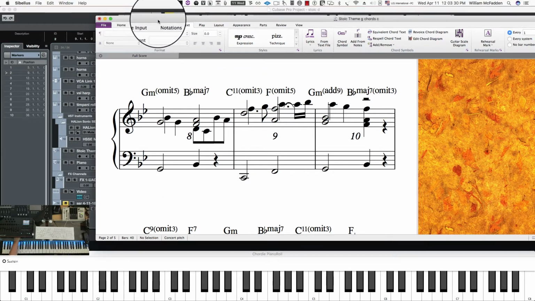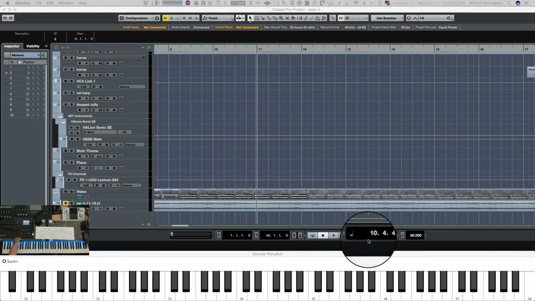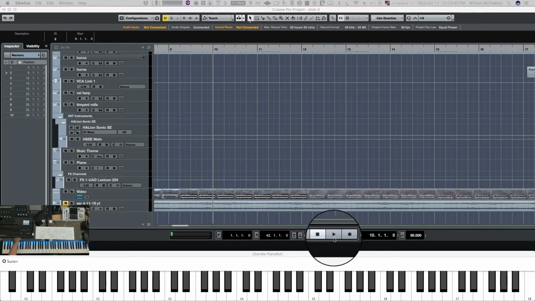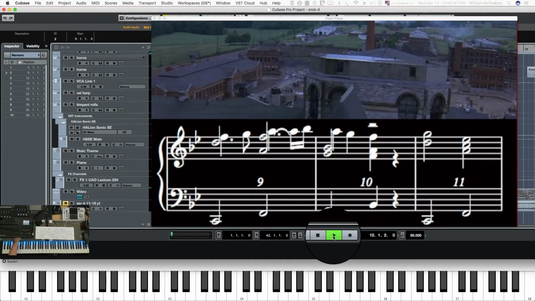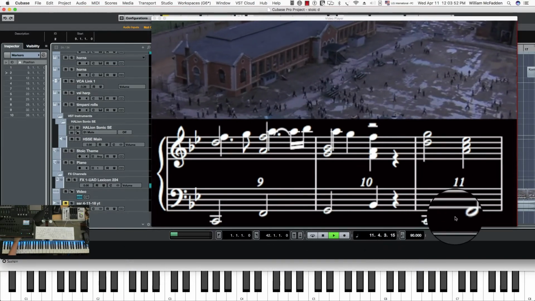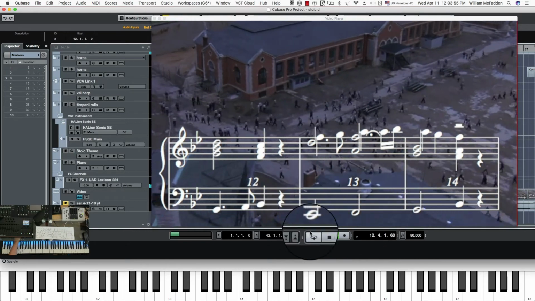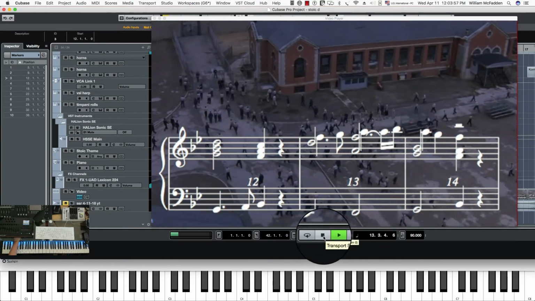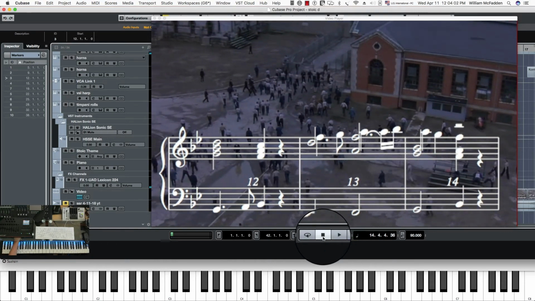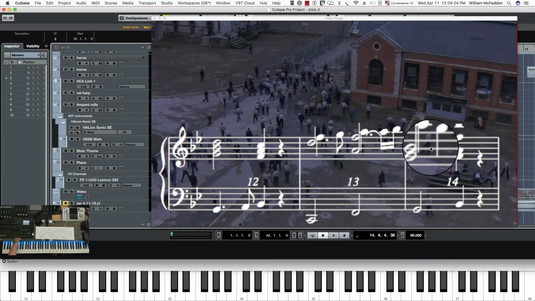Let's go ahead and take it from measure 11. Actually, we'll start at 10 for a little context. So here's 10. That was through measure 14.